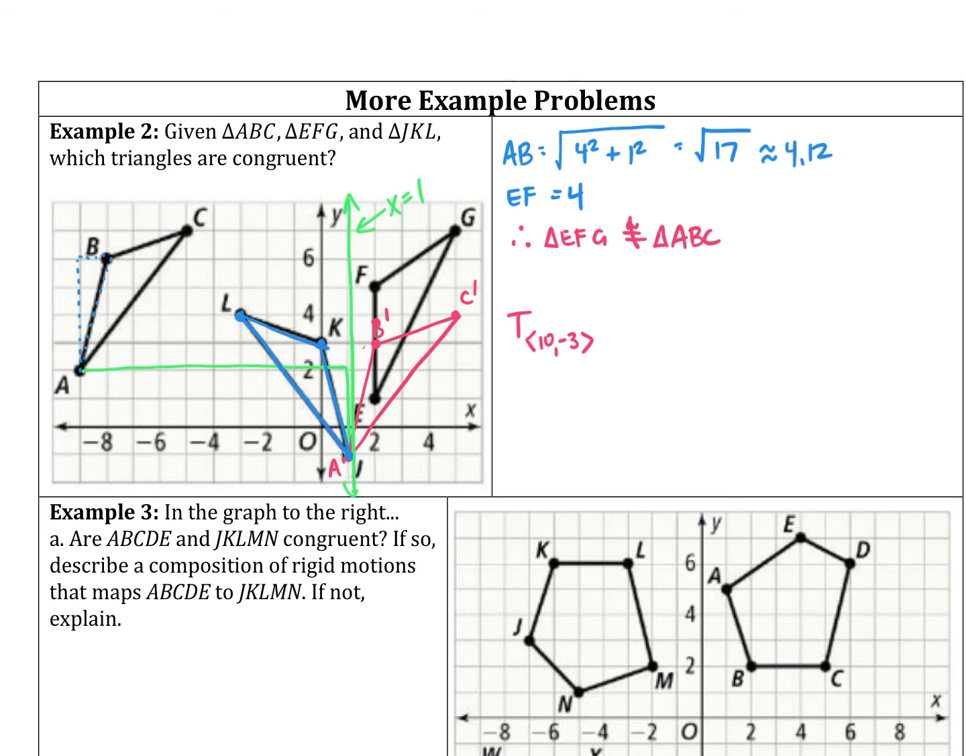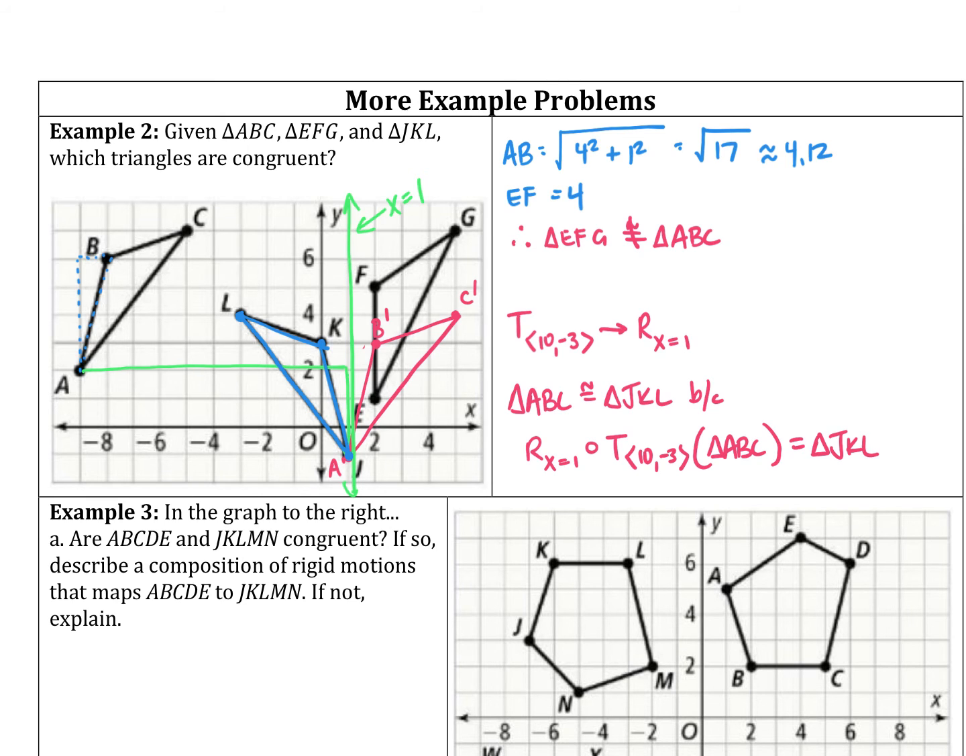So I did that translation, and then let me just write this out, and then I did a reflection across the line x equals 1. So I think that yes, I'll say yes, triangle ABC is congruent to triangle JKL because the reflection across the line x equals 1 of the translation by 10, negative 3 performed on triangle ABC results in triangle JKL. So this is kind of the explanation of why these two triangles are congruent.